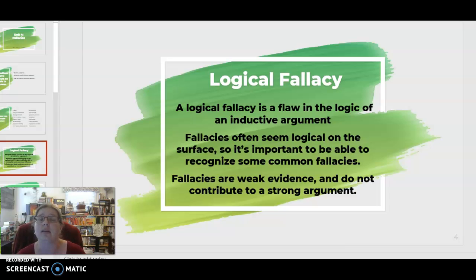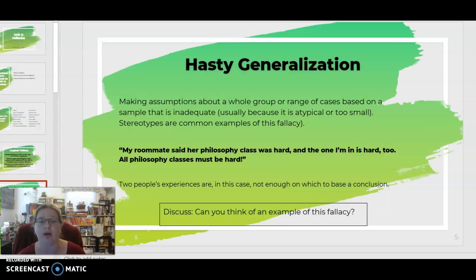And these are things that we should be able to identify when people are making arguments because they don't support the argument. They're weak evidence and they don't contribute to a strong argument or claim. So we're going to start talking about some common fallacies right now.